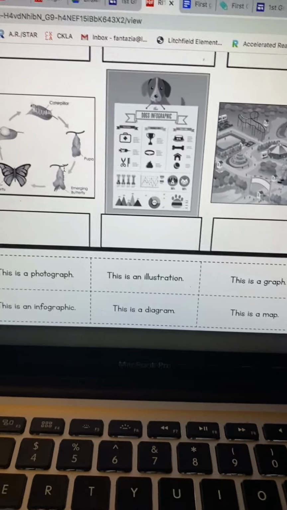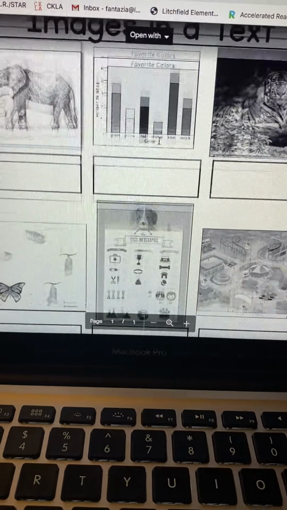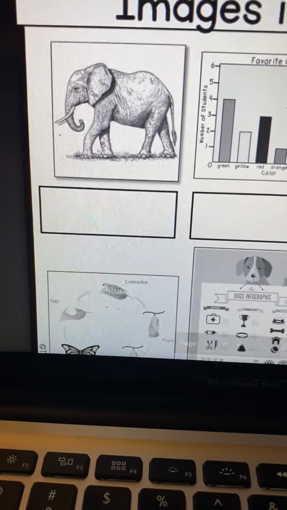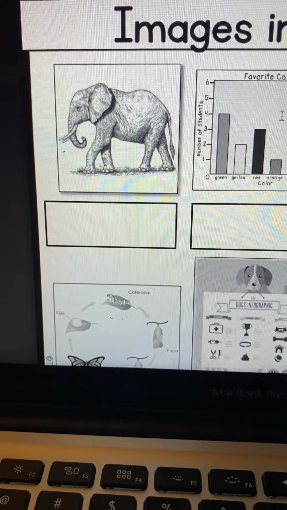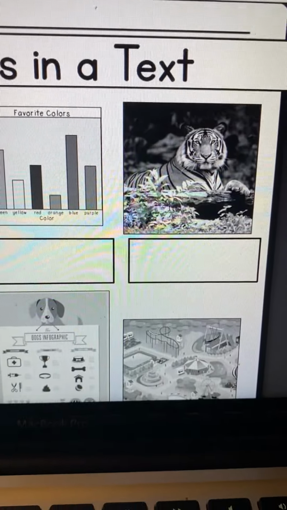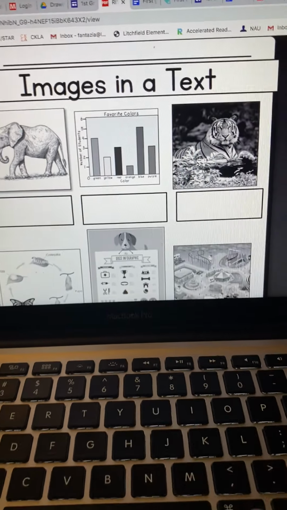things that are there. So these are the different types of images that you would see in a text. And again, images are there to help you see what you are reading about. So it gives you a little bit more information, just like a text might do. All right.